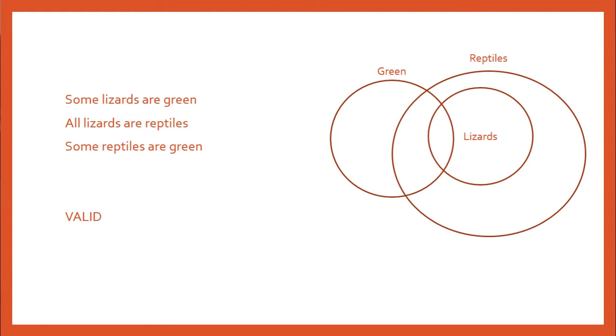Because it's impossible to move the reptile circle completely outside of the green circle while still having the lizard circle partially inside the green circle, this is a valid syllogism. There's no way to move the reptile circle so that it does not touch the green circle, because it completely surrounds something that already overlaps with the green circle.